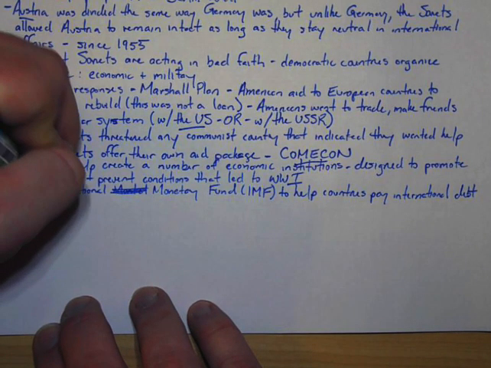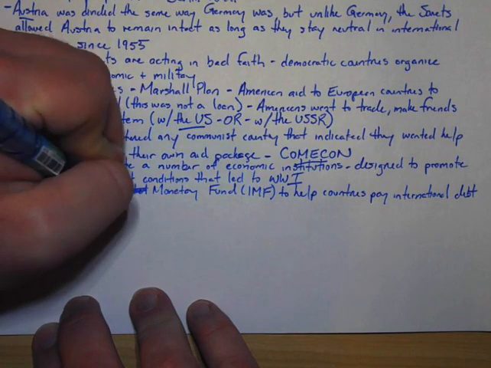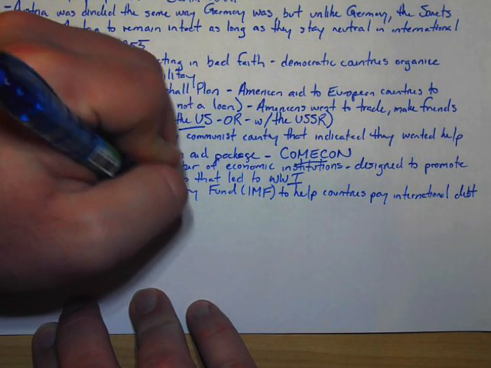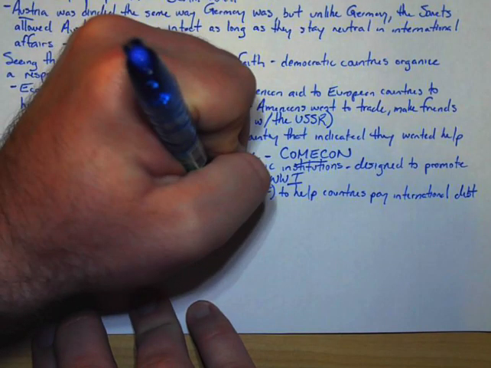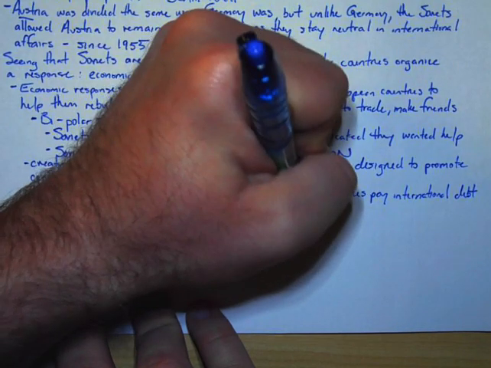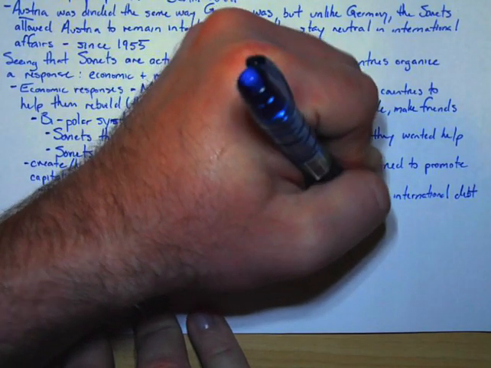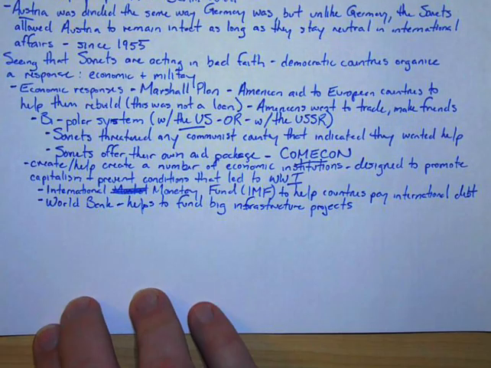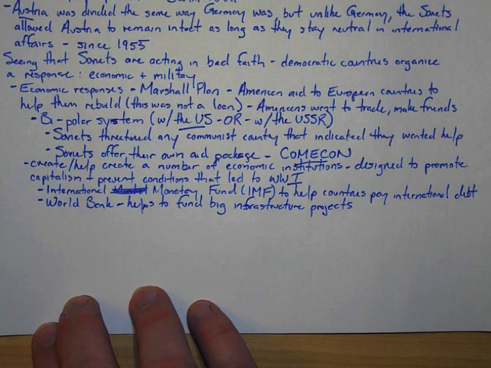We also get the World Bank, which helps to fund big infrastructure projects. So if we have this World Bank, we're not relying on the United States or the Soviets or anybody to help you build things your country needs. You've got this neutral or supposedly neutral organization that helps fund these projects instead of being beholden to another country.